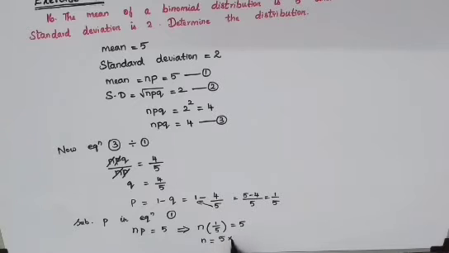So 5 into 5, which is equal to 25. Therefore N is equal to 25. Now we have got all the values. Q is here, P is here, and N is here. We will have to substitute in your binomial distribution formula.